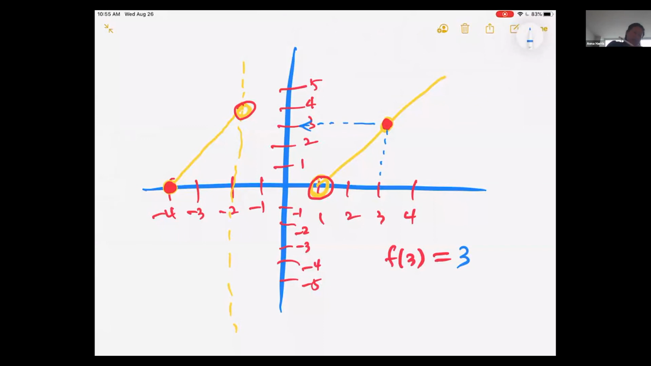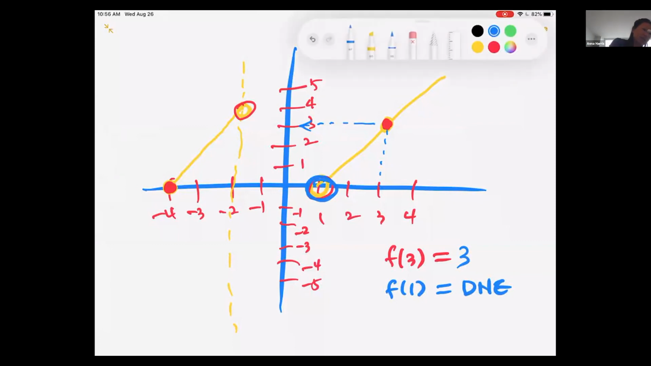All right, next question. What is f of 1? Is it 0 or does not exist? Definitely does not exist, because it's an open circle. That means that y value does not exist. But I can look at it in terms of a limit.